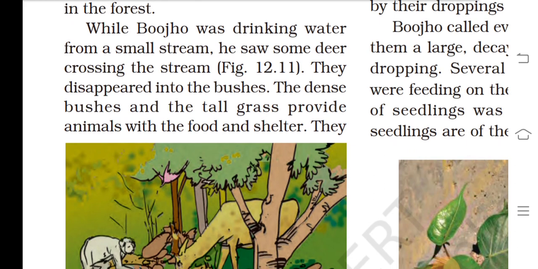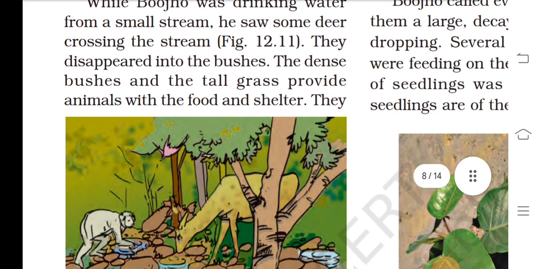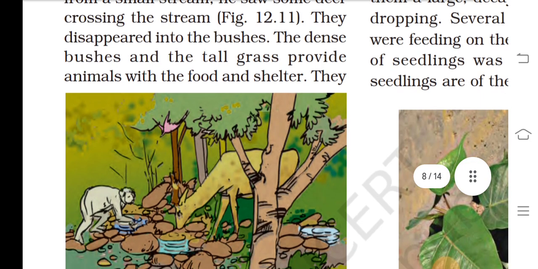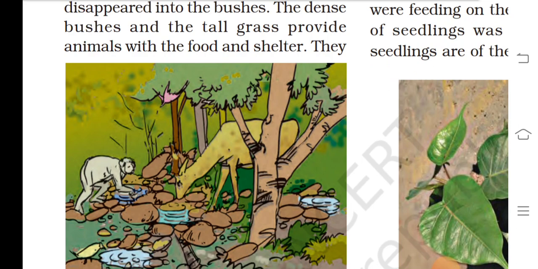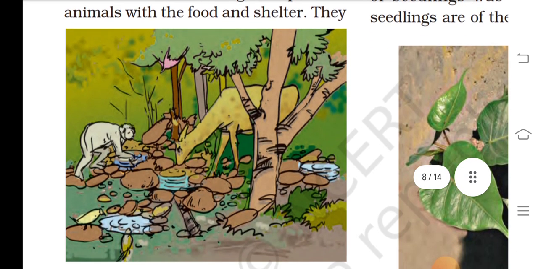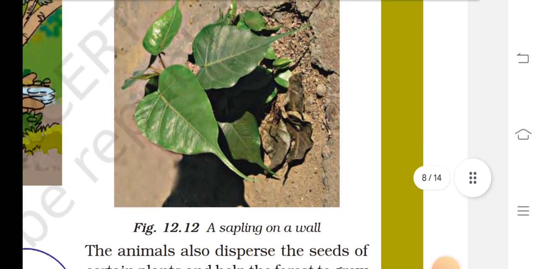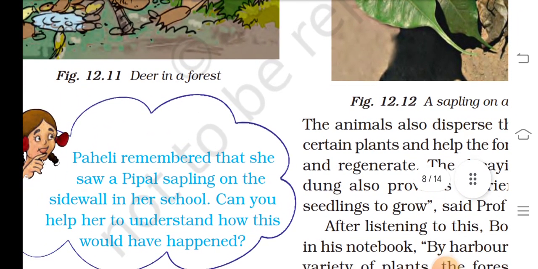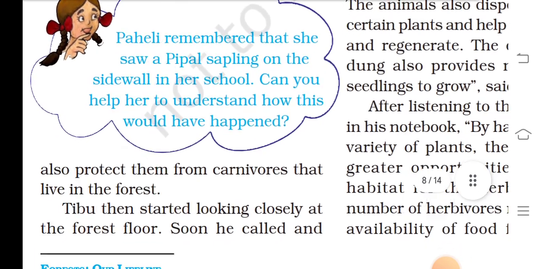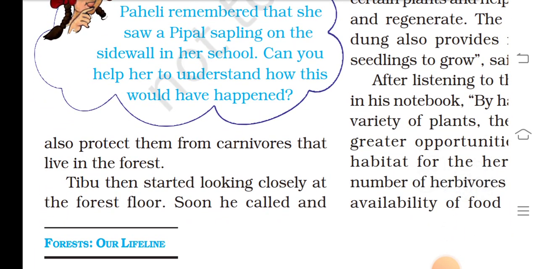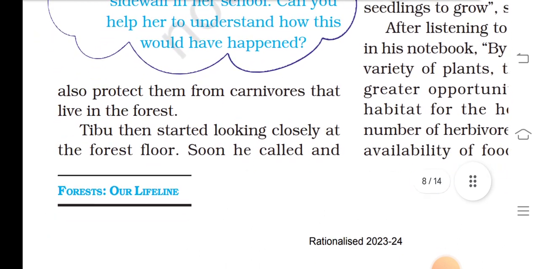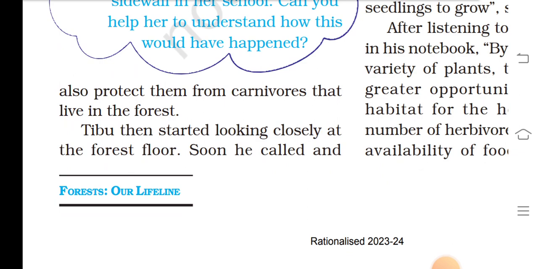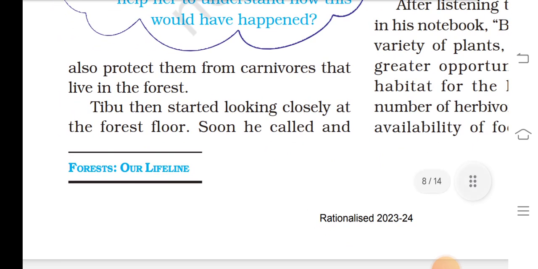While Bujo was drinking water from a small stream, he saw some deer crossing the stream. They disappeared into the bushes. The dense bushes and tall grass provide animals with food and shelter. Also, they protect them from carnivores that live in the forest. Paheli remembered that she saw saplings on the sidewalk in her school. Can you help them understand how this would have happened?